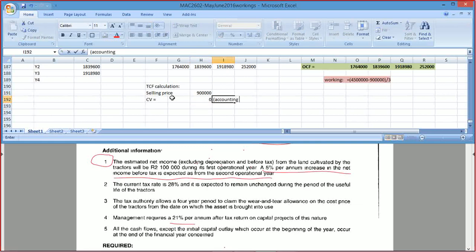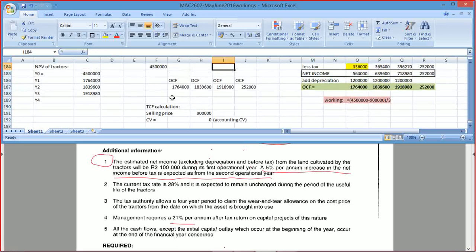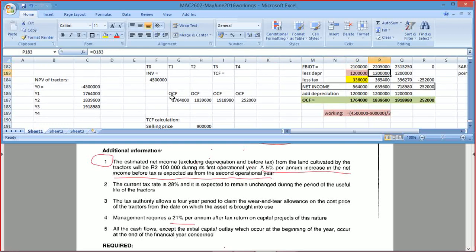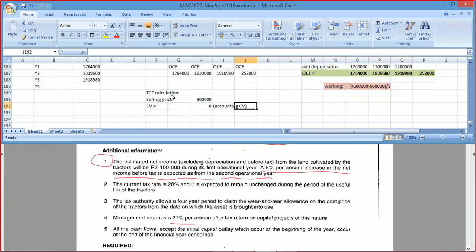Yes, sir. Why would it be 0, sir? Because it's the end of its useful life. Oh, yes, okay. So if I sell, the asset will be worth nothing. Yes, sir. Because it's 3.6 million and then the 900 residual. Okay, so that will be worth nothing. So that means the selling price is 900,000.